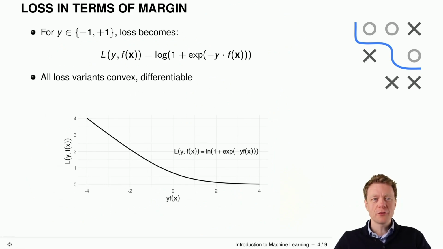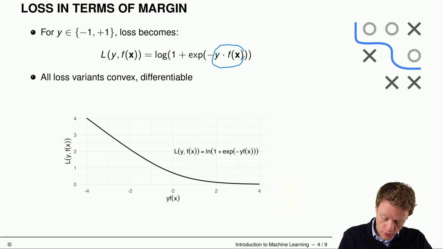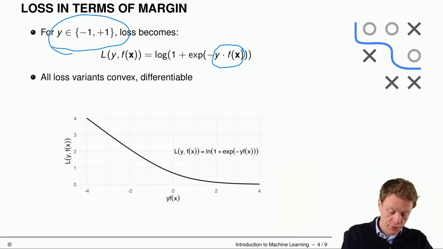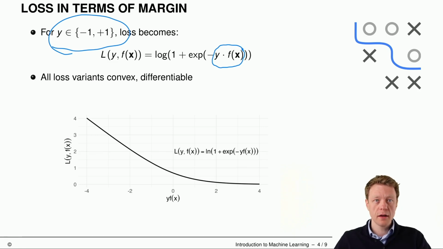A third way, perhaps, of writing this is in terms of the margin. Remember that we called this thing, y times f, the margin. And if we use the target encoding of minus 1 and plus 1 and the scoring classifier, then we have a third alternative of this loss function, or basically a fourth, which is in terms of the margin. And the nice thing about this is that if we plot it in terms of the margin, we only need one curve. Before we needed one for the negative class and one for the positive class. Now we just need the one because it's in terms of the margin.